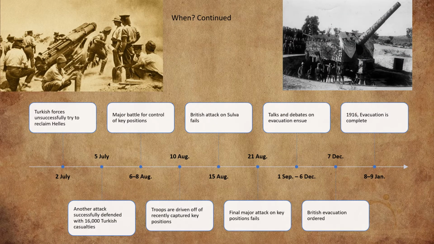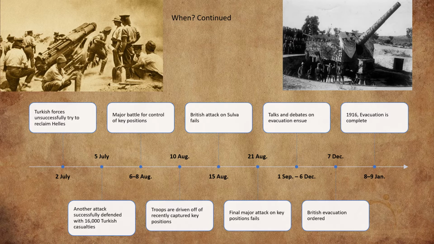On the 2nd of July, Turkish forces unsuccessfully tried to reclaim Helles, which the French took a couple weeks before. On that same 5th of July, another attack successfully defended with 16,000 Turkish casualties. The Allies do lose about 10,000 troops in that too, give or take.